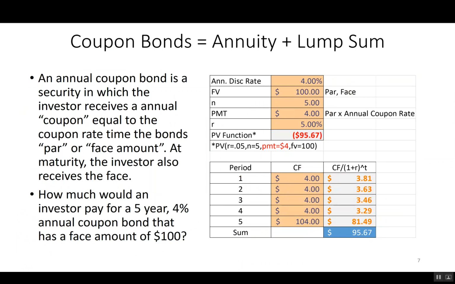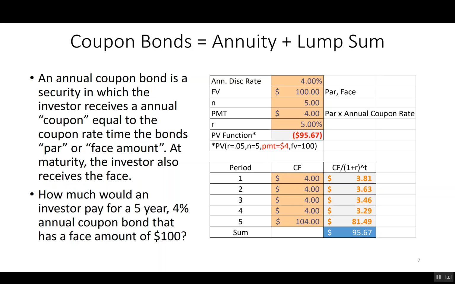Let's talk about coupon bonds. Now, we talked about the IBM bond, and we said it paid $100 next year, one payment. However, in general, bonds pay multiple payments. An annual coupon bond is a security in which an investor receives an annual coupon equal to the coupon rate times the bond's par or face amount. So we'll talk about par and face amount in a minute. At maturity, the investor also receives that face amount or par.